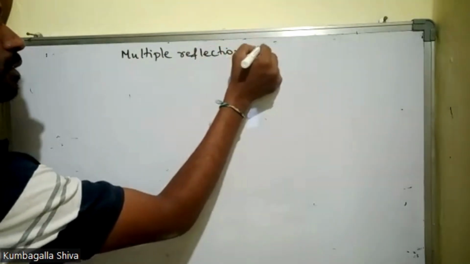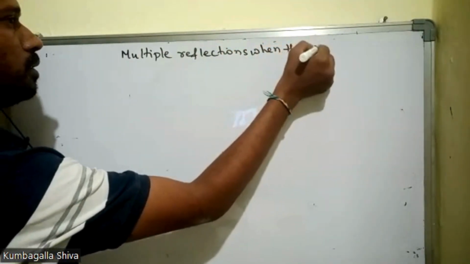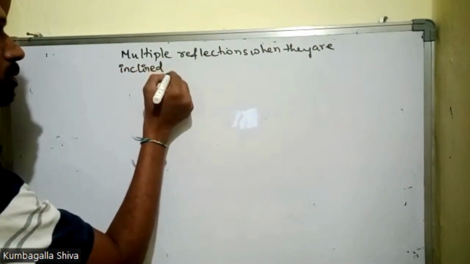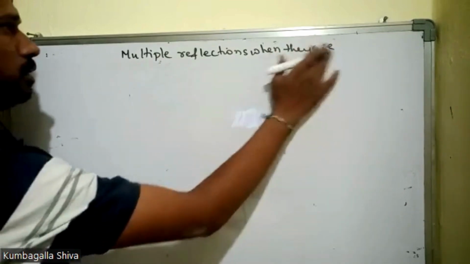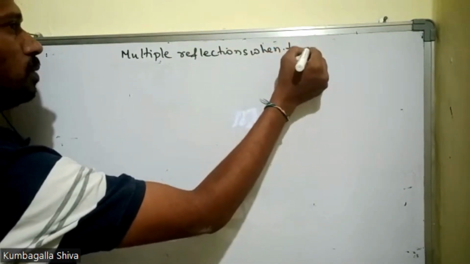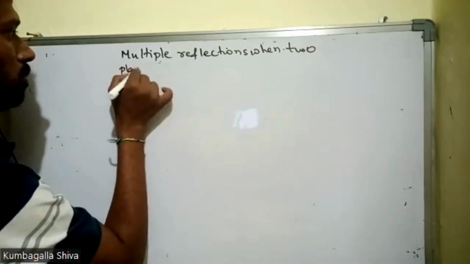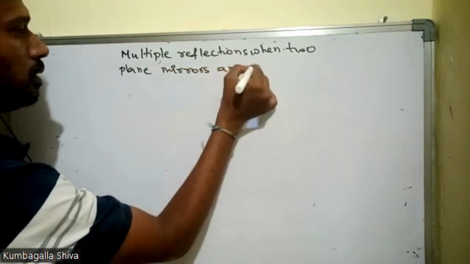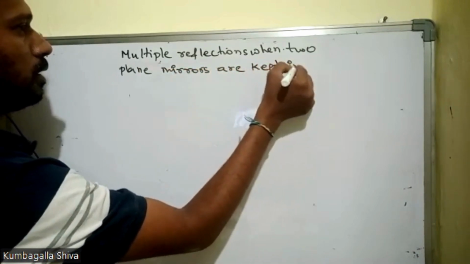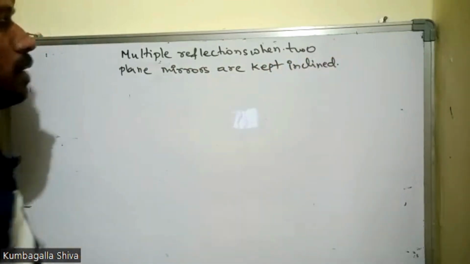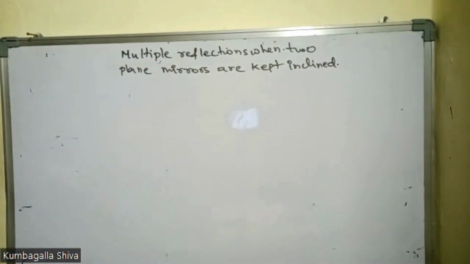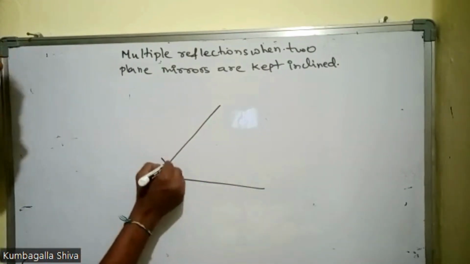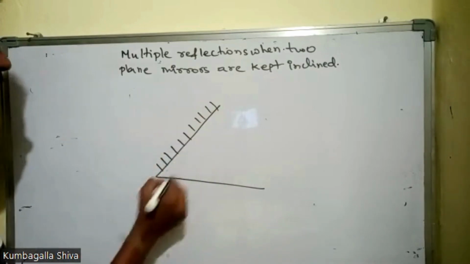Multiple reflections, when they are kept in inclined positions, when the two plane mirrors are kept inclined. Okay, are kept at an incline, are kept inclined. So let us see, this is the mirror, and this is also the mirror.